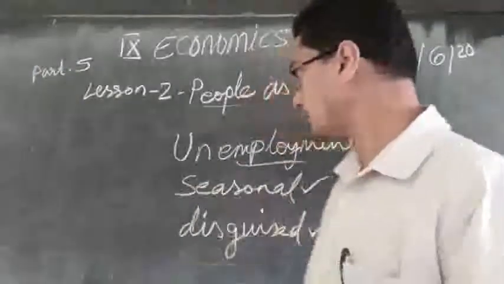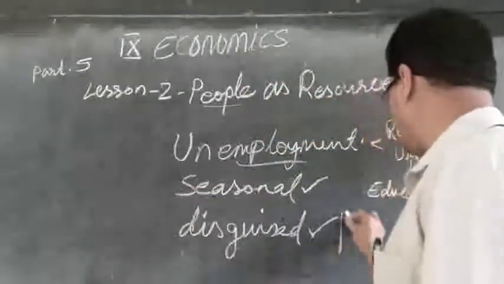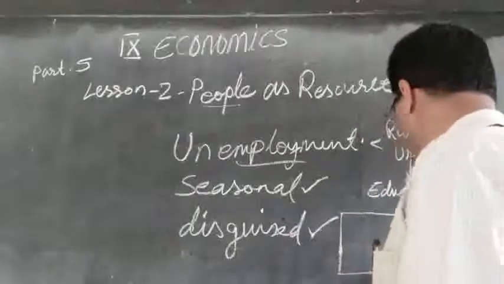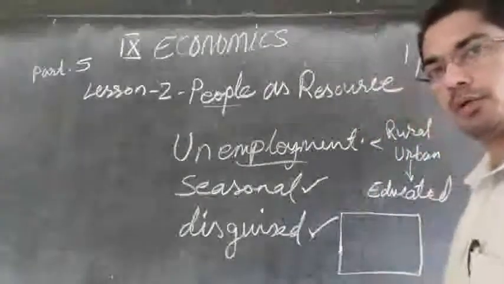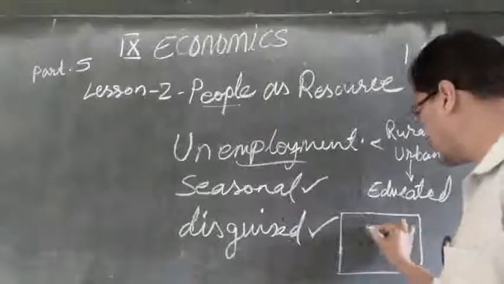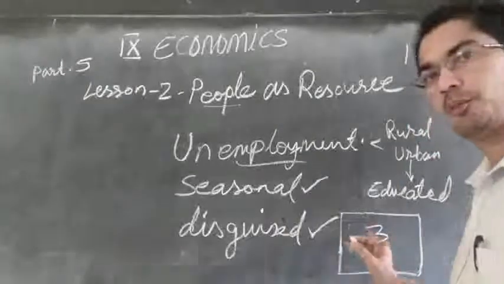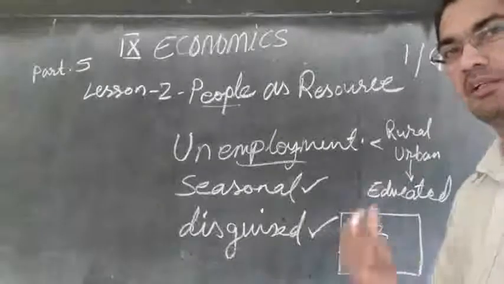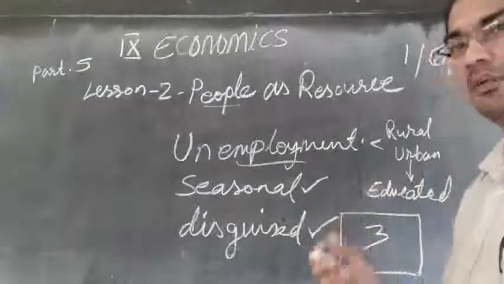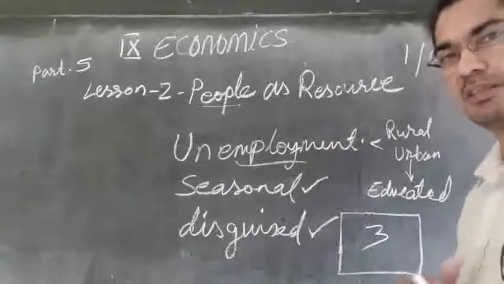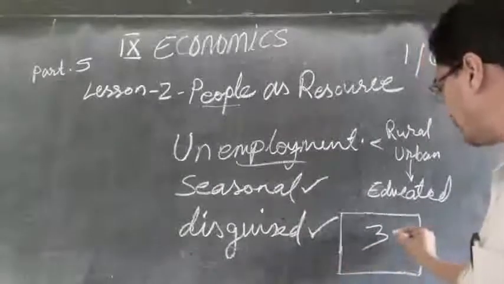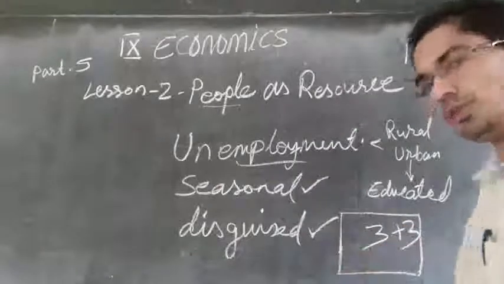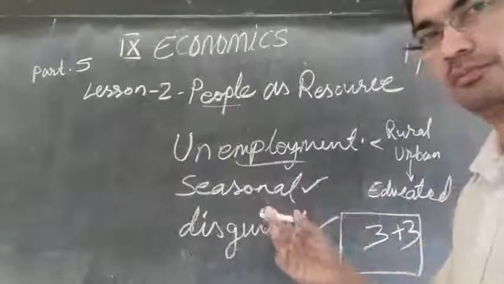So if this plot of land, the number of workers needed is only 3. If there are 3 people, they can finish up all the work in that field. Planting, weeding, harvesting, everything. 3 people can manage nicely. Then the other 3 people can go for some other job.